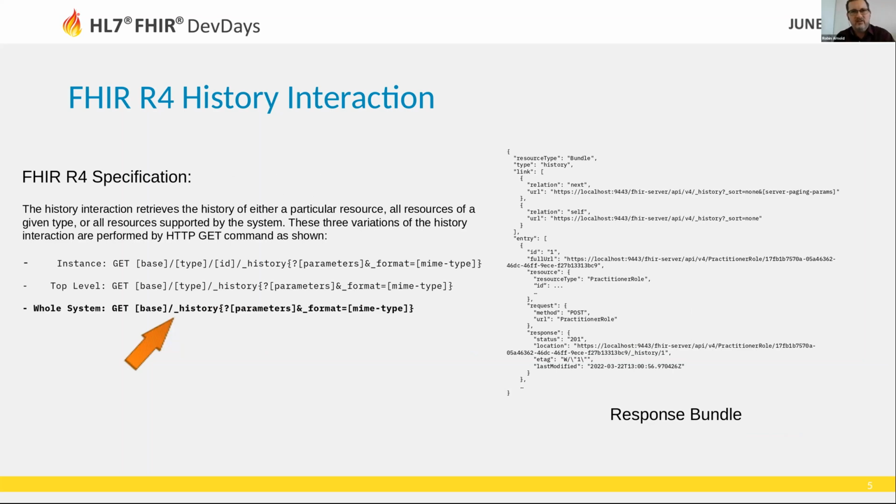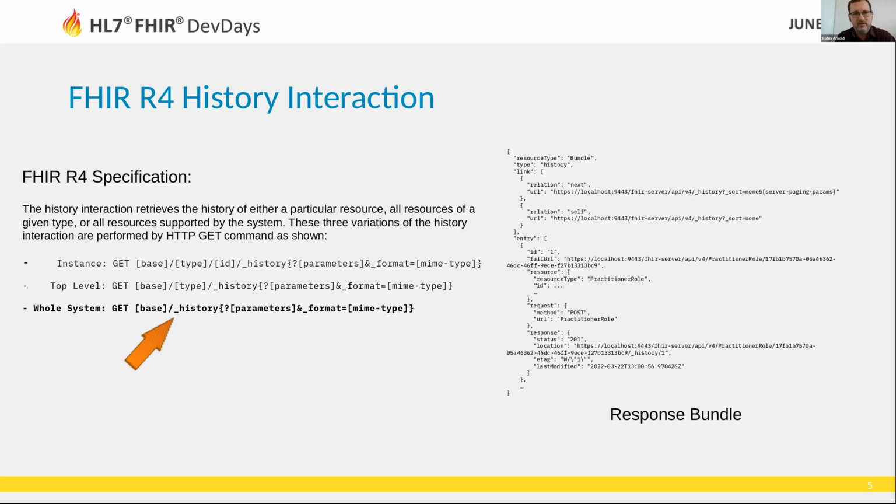So what does this history interaction look like? Well, if you're not familiar, there are three variants. There's instance level, where you can get the history of resources, basically the resource history for a single logical resource. So version 1, version 2, version 3, and so on. Then there's the top level, which is basically the type specific history. So that would be, say, show me all of the patient data, maybe, or all of the observations that have been ingested into a particular system.